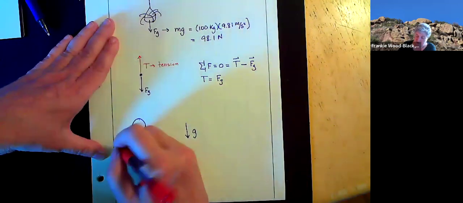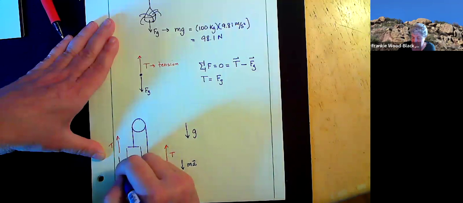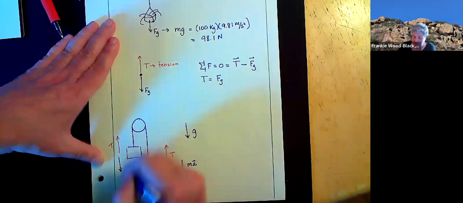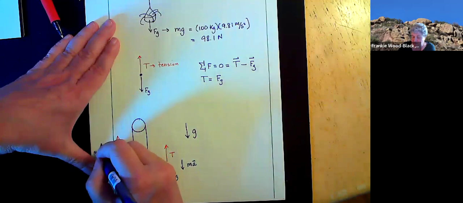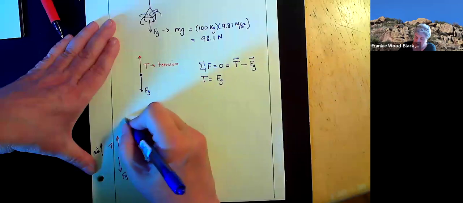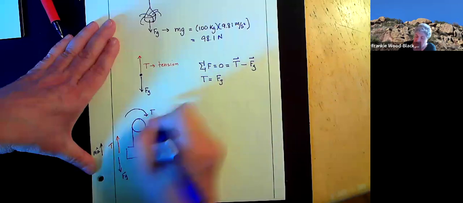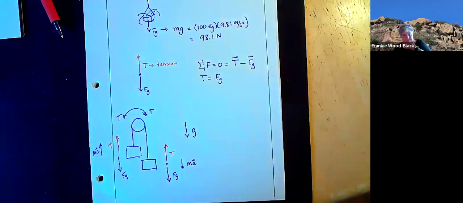And on this side, I'm still going to have tension in the rope. I'm going to have the force due to gravity. But now I might have an acceleration going in this direction. So that's the mass times the acceleration. Because these two things are tied together, this tension and this tension have to be the same.